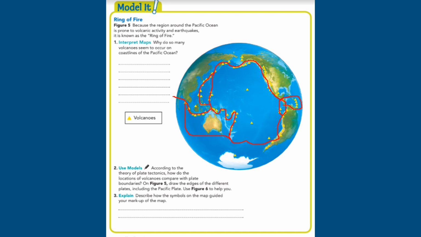So I use the locations of volcanoes to help determine the edges of the plate, which is true because it follows along the volcanic lines.